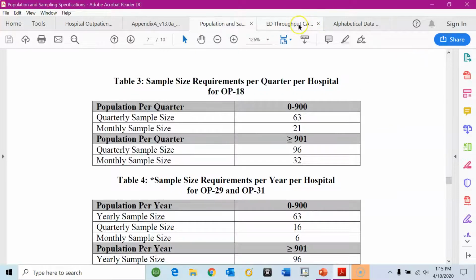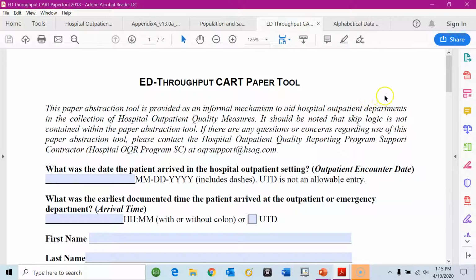So to show you what the data elements are, the easiest way is I'm going to pull up this CART paper tool. If you're not sure how I found this, it would be in session 3 of these training sessions, how to find the paper tool. But you don't have to be using this paper tool or even using CART. You can be using a vendor tool, or maybe you have data directly pulled from your EHR that goes to QualityNet. It doesn't matter. The abstracting questions and the data elements for the measure are the same, no matter which method is used to answer the questions or determine what the data elements are.